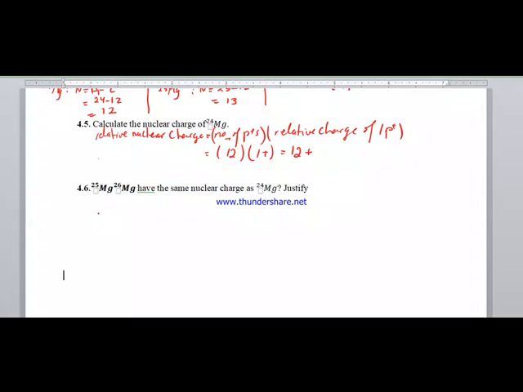And these isotopes have the same nuclear charge as magnesium 24. Justify: they have the same nuclear charge since they have the same atomic number, which is the number of protons, as we said previously. These isotopes have the same number of protons, so the charge of the protons in each isotope will be equal to each other.